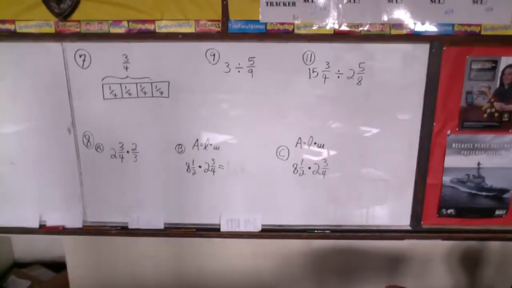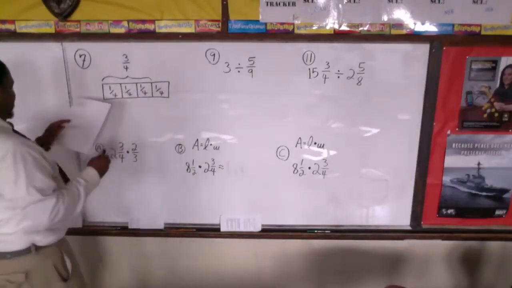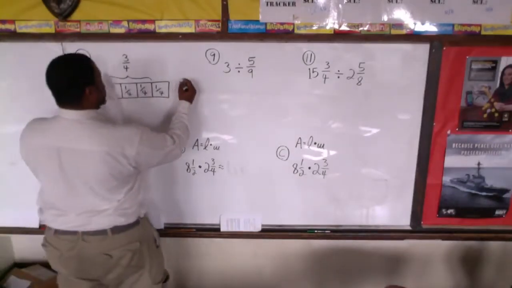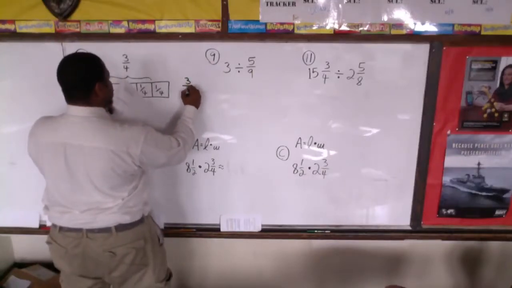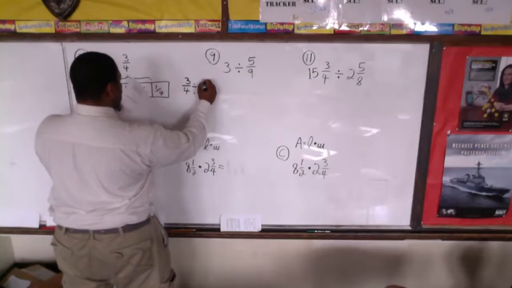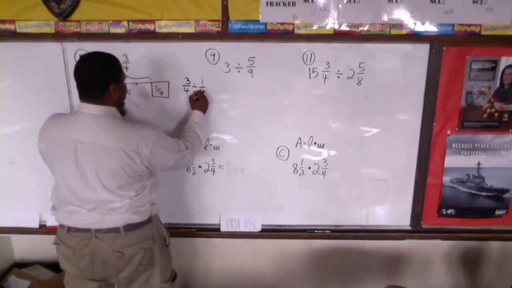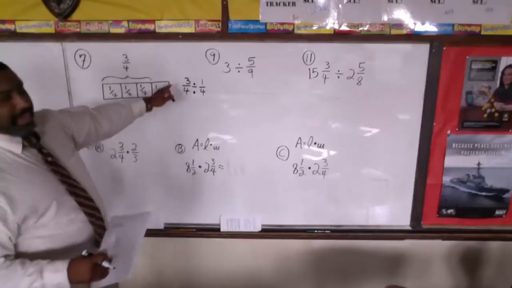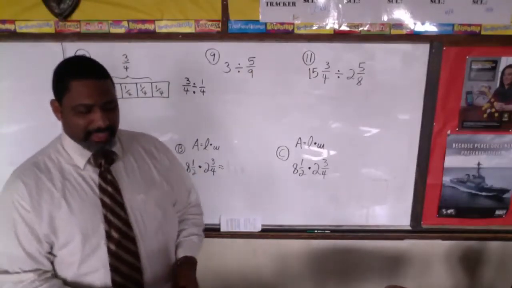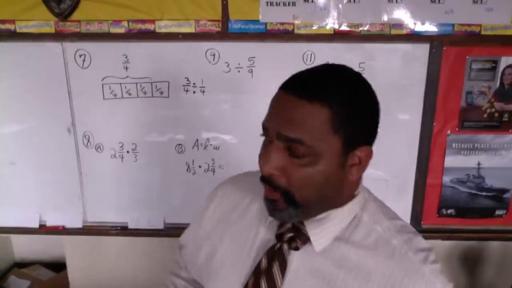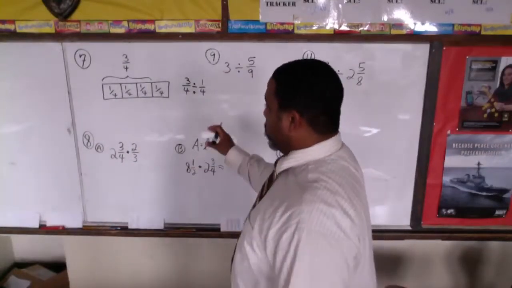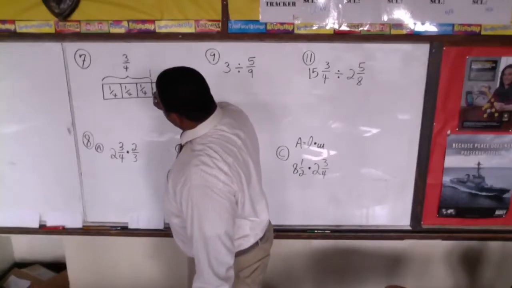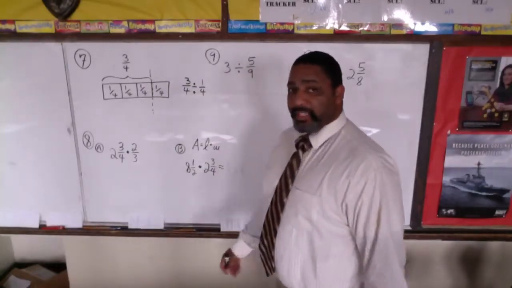Question 7 is saying to use the visual graph given. We're supposed to use this visual model that it gives us to answer this question: 3/4 divided by 1/4. What this is asking us is, if we take 3/4 and break it into sections of 1/4 each, whatever the unit might be, how many sections are we going to get?